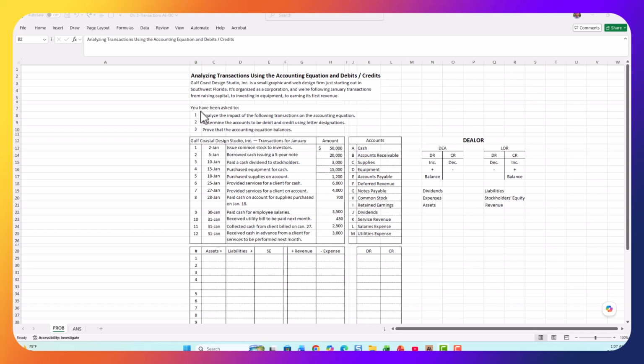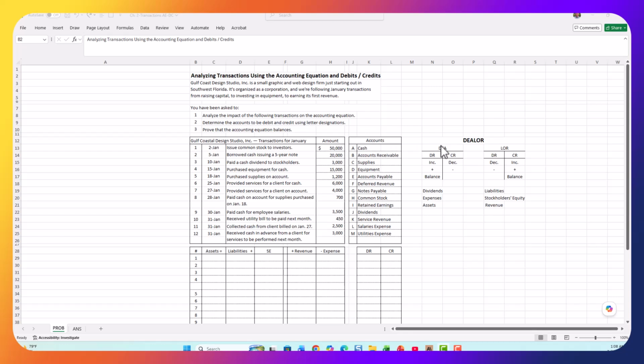Journalizing and posting to the ledger will be a separate video. Today, we focus on the analysis. The chart of accounts listing to be used runs from cash to utility expense, or letters A through M. Keep this visible. We'll use these letters instead of writing full account names.